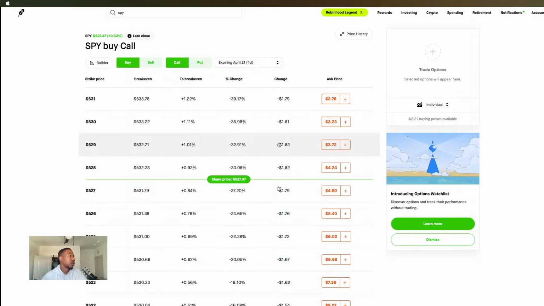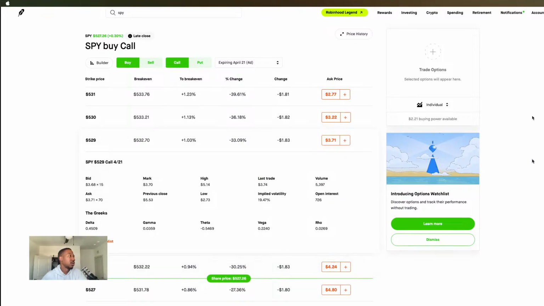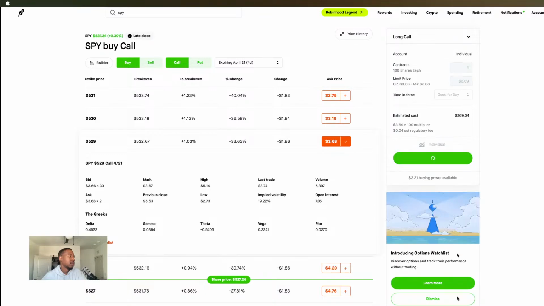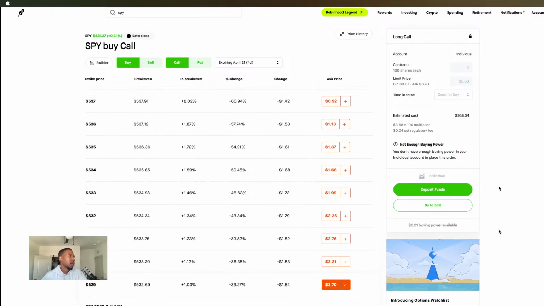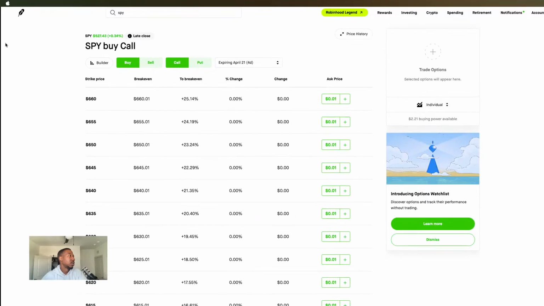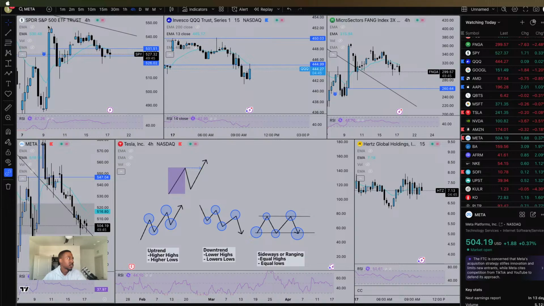Because if I'm on buy right here and I add this one and hit review order, here, oh, well, it looks different on the computer, of course. But just make sure you're on the buy side.